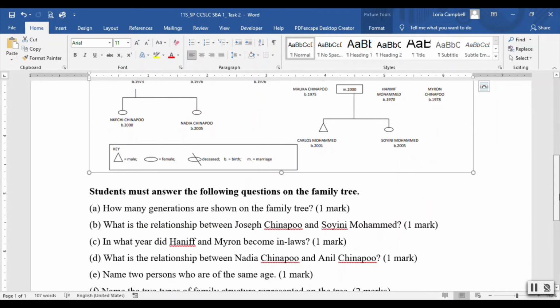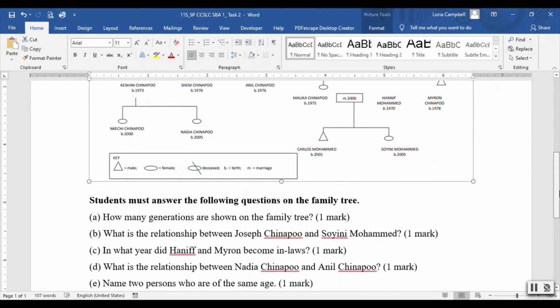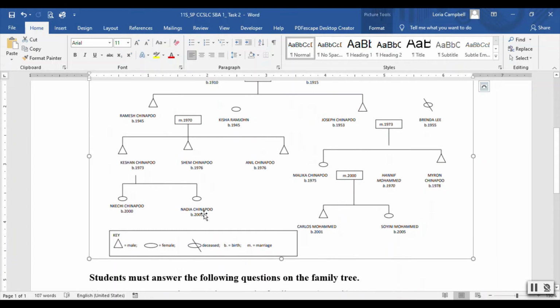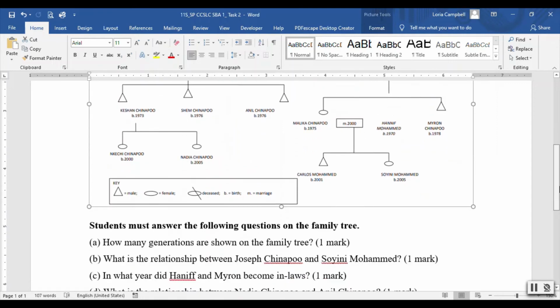Relationship between Nadia Shinapu and Anil Shinapu. So Nadia is right here and Anil is over here. So Nadia is Keishan's child. Anil is Keishan's brother. See? They are both children of Ramesh and Keisha. So, brothers. So if Nadia is Keishan's child and Anil is Keishan's brother, that makes her his niece. So it's uncle and niece.